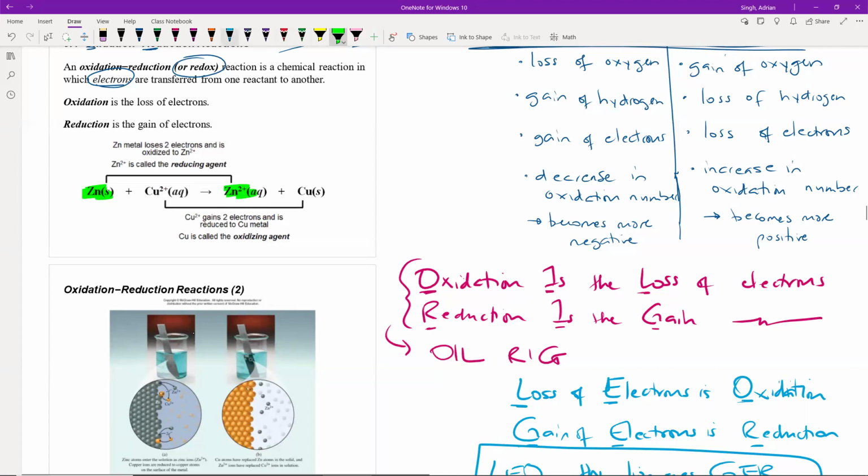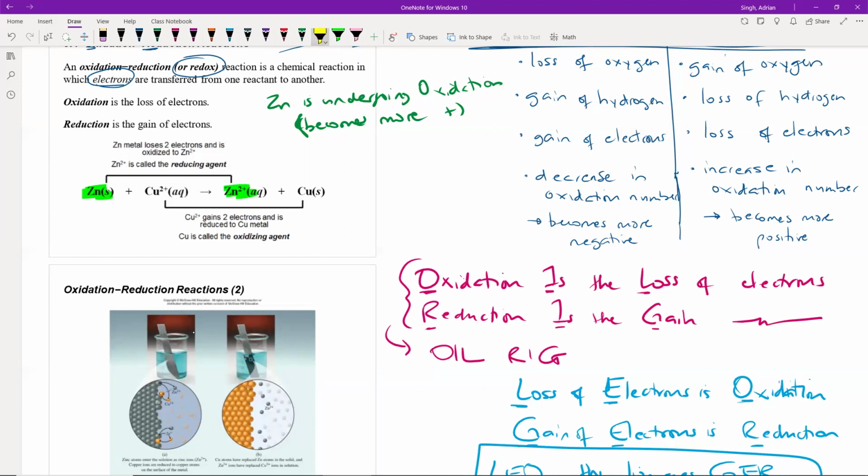As a result, the zinc is undergoing oxidation. It becomes more positive. And what that means then, because we've identified that, the other thing is going to happen to the other substance in this reaction. The only other thing present here is the copper.